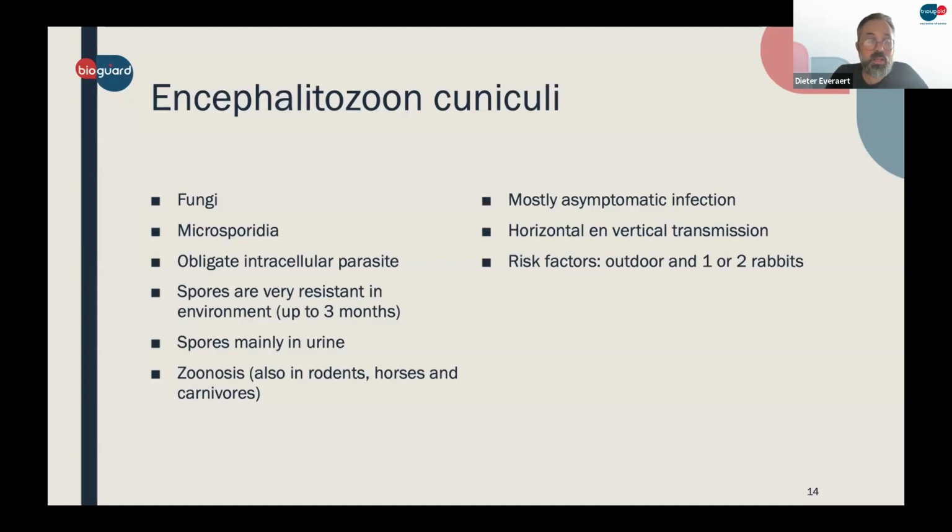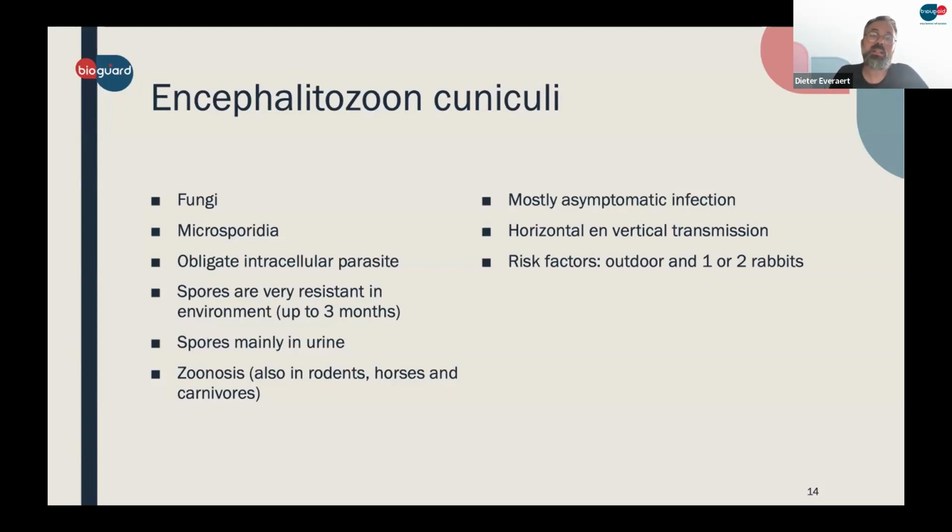It is a zoonosis. Honestly, I've treated hundreds of rabbits with E. cuniculi. I haven't had it myself, but you need to warn your clients that it's possible for it to go to humans. Also, other rodents, horses and carnivores can have Encephalitozoon cuniculi, especially guinea pigs living together with rabbits. It is a differential diagnosis for head tilt, so you definitely need to rule it out.